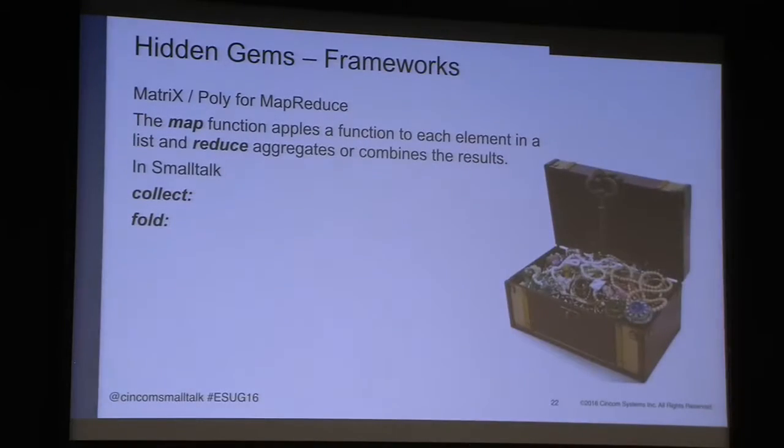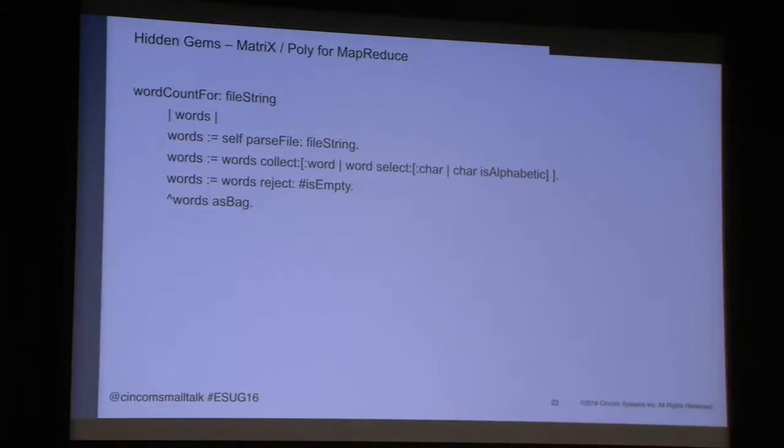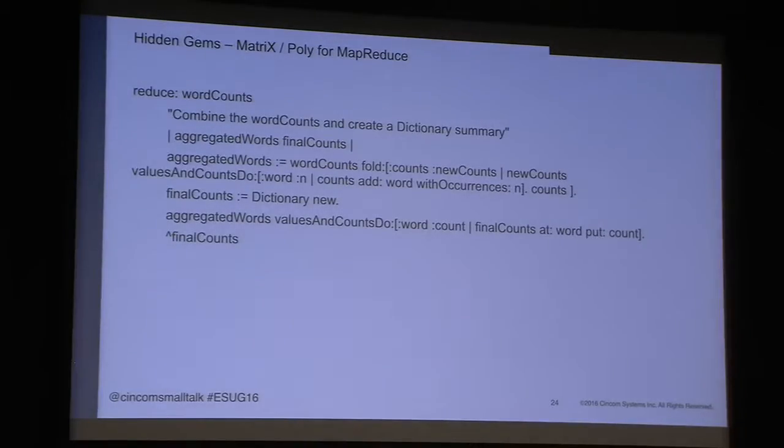So what would those be in Smalltalk? Well, for the map, you can use collect, which applies something to each object. You can use something like fold to aggregate your results. So I've got a couple methods. I'll just go through these. I have an example here that you give a list of files. It goes through each of those files, counts all the occurrences of each word, and then summarizes the results. So here's the method that you give a file string. It returns a bag of the words. This is another that says, okay, with the word counts, let's summarize those.